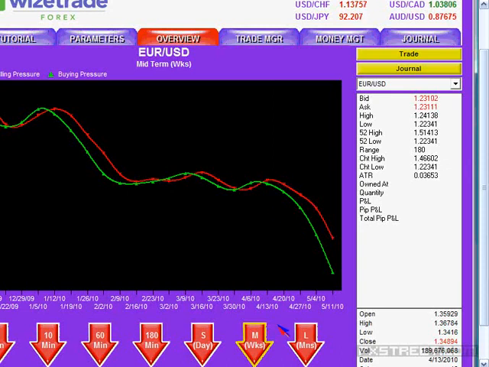Are you able to see this euro dollar weekly chart? Okay, looks good. Excellent. Thank you very much.